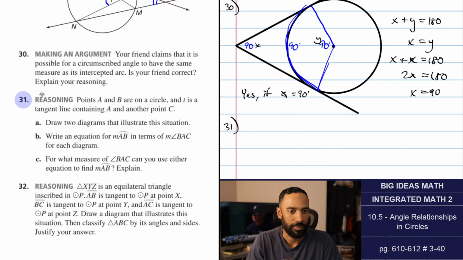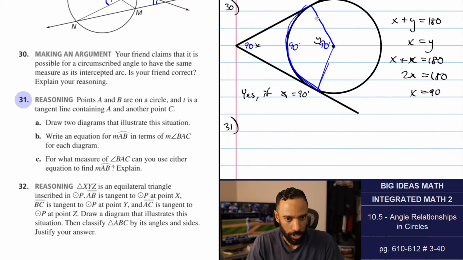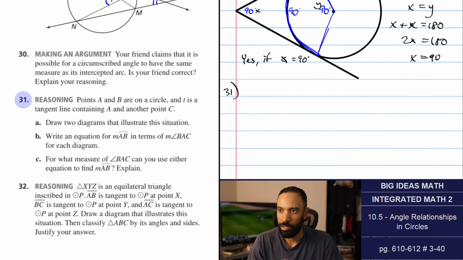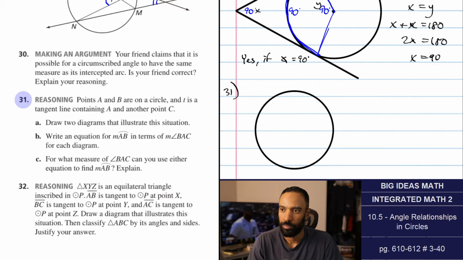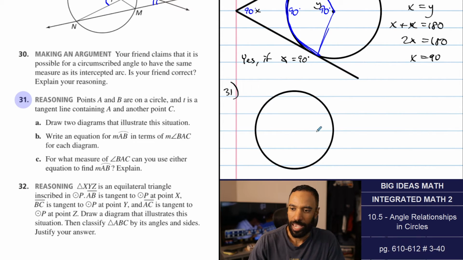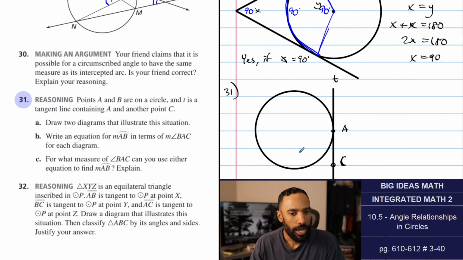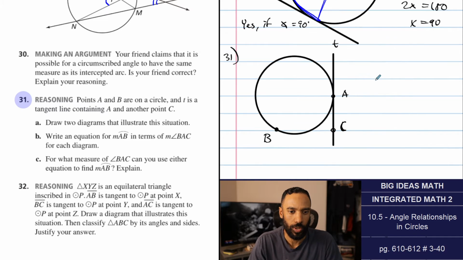Number 31, reasoning. Points A and B are on a circle, and T is a tangent line containing A and another point C. So I'm going to put A right here so I can make a tangent line like that. Let's call it T. And it contains another point C. So here's C. Here's the line T. Draw two diagrams that illustrate the situation.